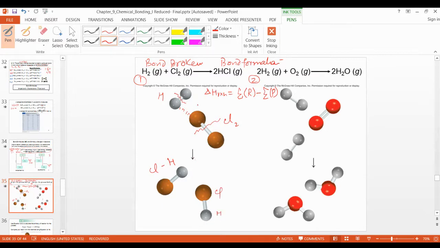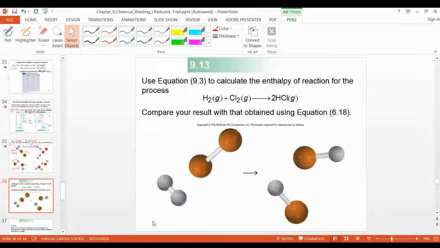So in this case, how many bonds are broken? One bond of hydrogen is broken and one bond of Cl2 is broken. Similarly, one bond of HCl is formed and one bond of HCl is formed. So there are two bonds of HCl formed, and one bond of H2 and one bond of Cl2 are broken. It will be like this. This is broken and this is formed. So we can write like this, right? Okay. Now look at here.